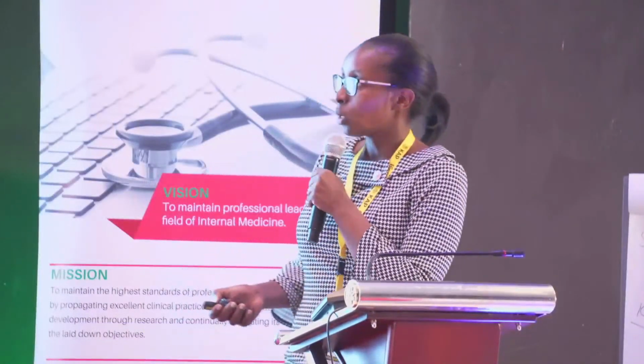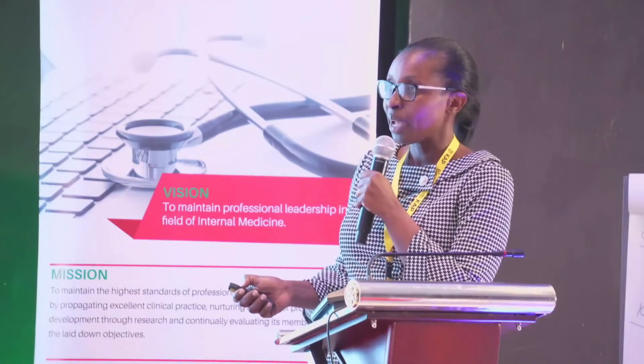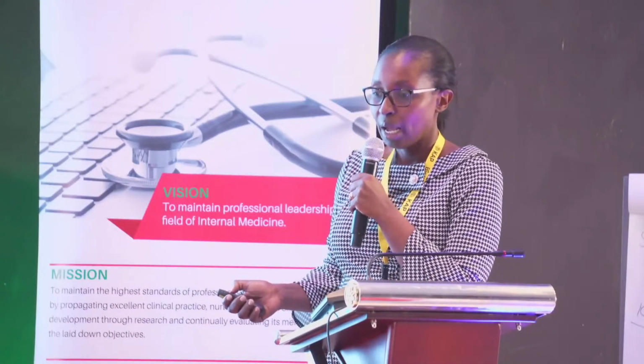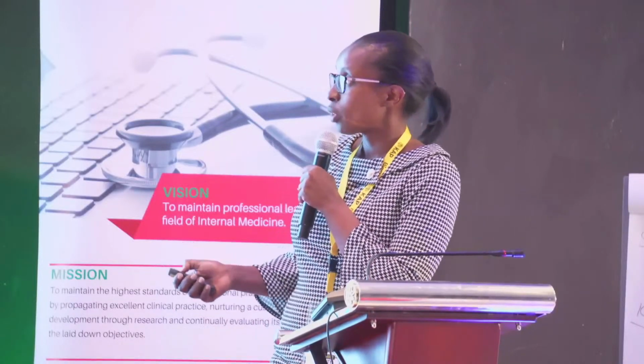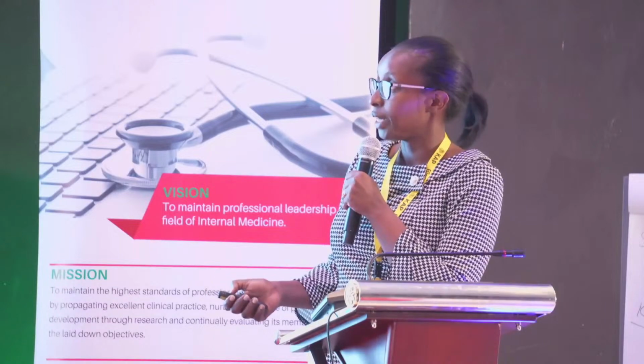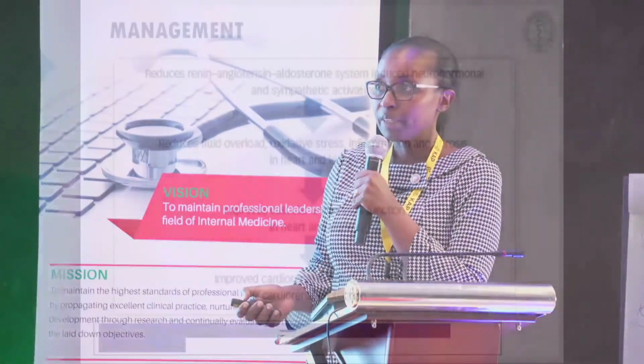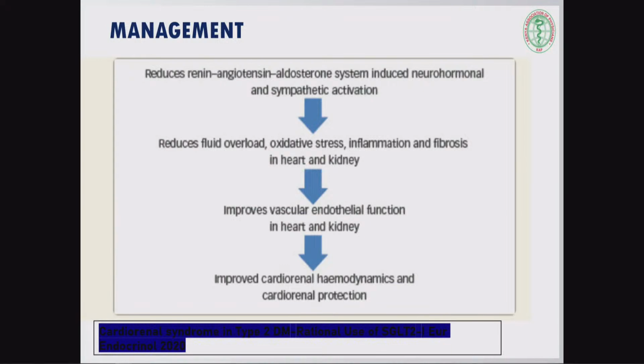So when we come to management, we want to give medication that's going to reduce your renin-angiotensin-aldosterone system, and that is how your ACE inhibitors and ARBs come on board. When you do that, it causes a reduction in fluid overload, oxidative stress, inflammation and fibrosis. And eventually you will have improved vascular endothelial function and improved cardiorenal hemodynamics.